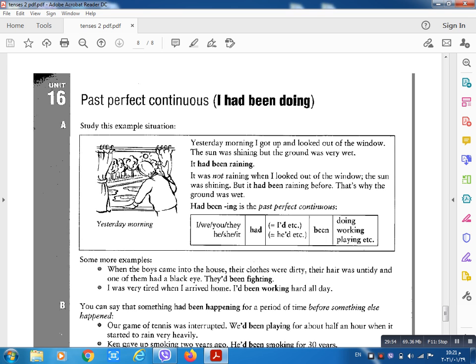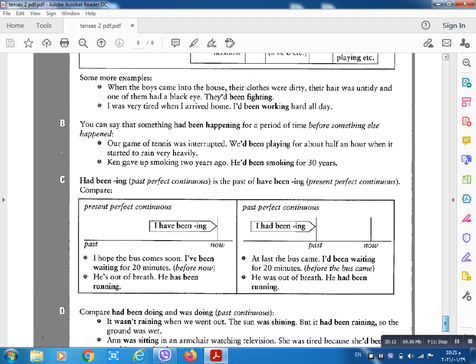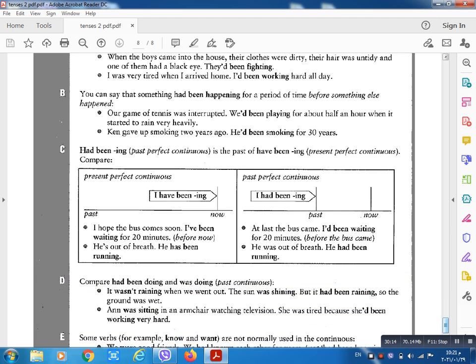The same, dear students, as I have just spoken about. I'm not going to explain, but rather show you the example which is given. I hope the bus comes soon. I have been waiting for 20 minutes before now. It means the connection here is with now. What about the past perfect continuous? At last the bus came. Look, past. I had been waiting for 20 minutes. It means at that time when I was waiting for the bus.